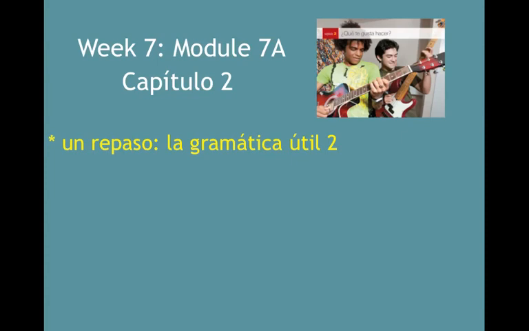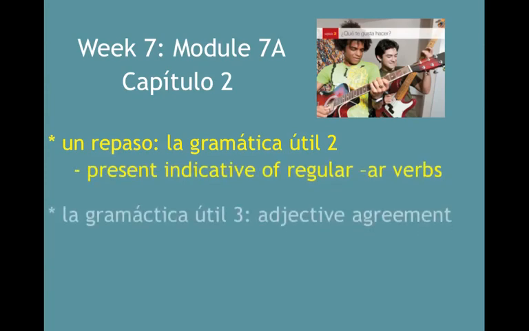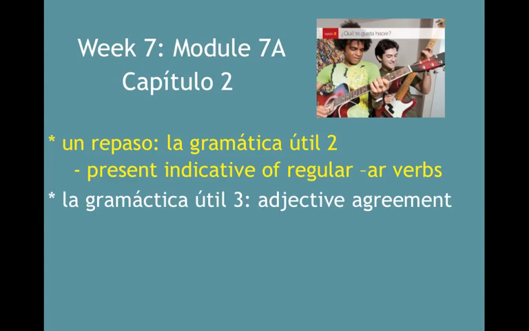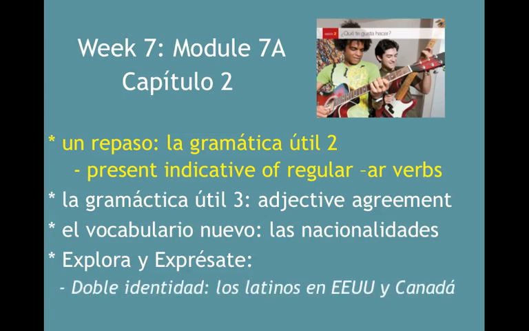Primero un repaso de la gramática útil 2, present indicative of regular AR verbs. Our materia nueva para este módulo es la gramática útil 3, adjective agreement. En español it's called la concordancia de adjetivos. We will also learn el vocabulario nuevo, las nacionalidades. Y la parte de cultura explora y expresa doble identidad, los latinos en EEUU y Canadá. So we'll take a look at the double identity of Latinos in the United States and Canada.